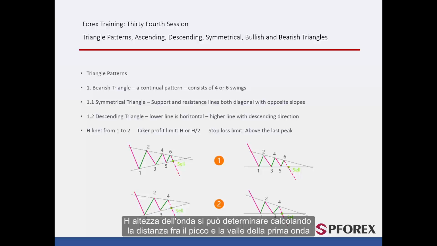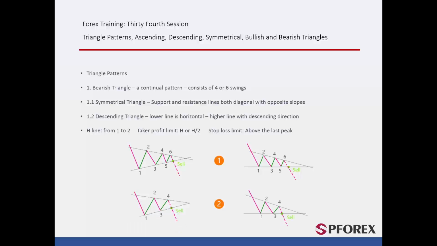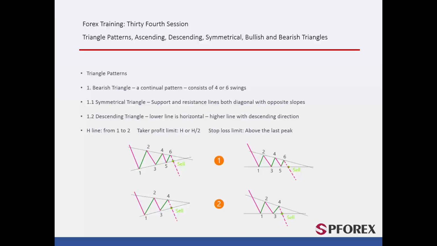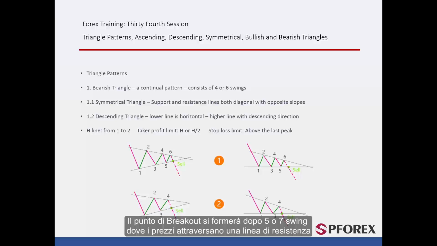H, wave height, can be determined by calculating the distance between the peak and the valley of the first wave. The number on each valley and peak can be beneficial. Thus, H is the swing between number 1 and 2. Breakout point would be formed after 5 or 7 swings, where prices cross a resistance line.